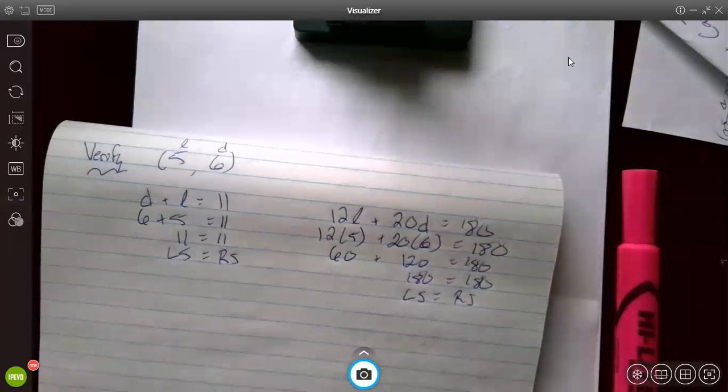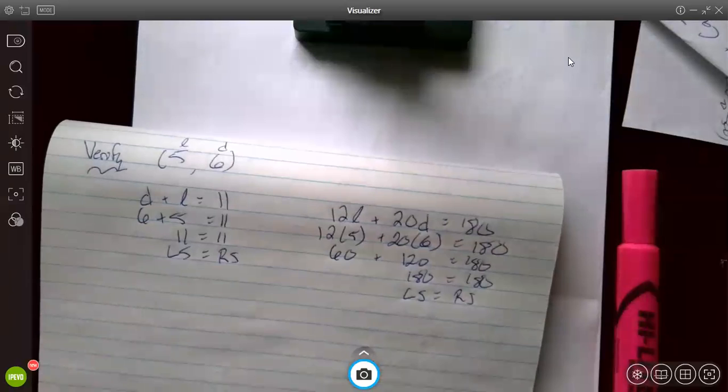Okay, so that's all that you'll be doing today is graphing some lines and finding the solutions of your equations that way.